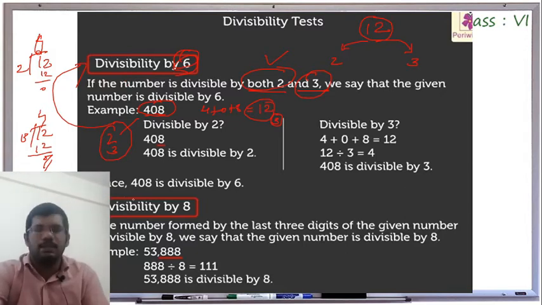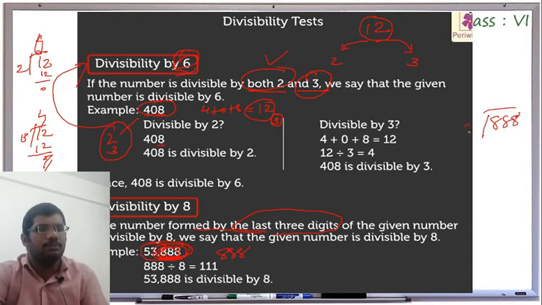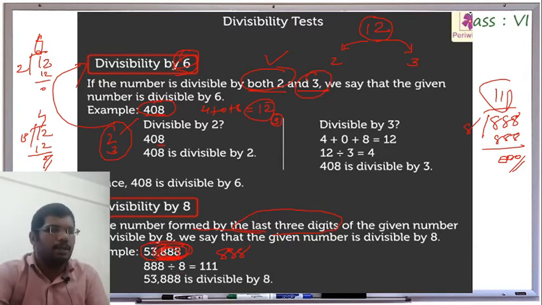And divisibility by 8. If the number formed by the last three digits is divisible by 8, then we can say that the given number is divisible by 8. For example, 53,888. No need to check the whole number, only select the last three digits, 888, and clearly 888 is divisible by 8. So we can say that 53,888 is divisible by 8.